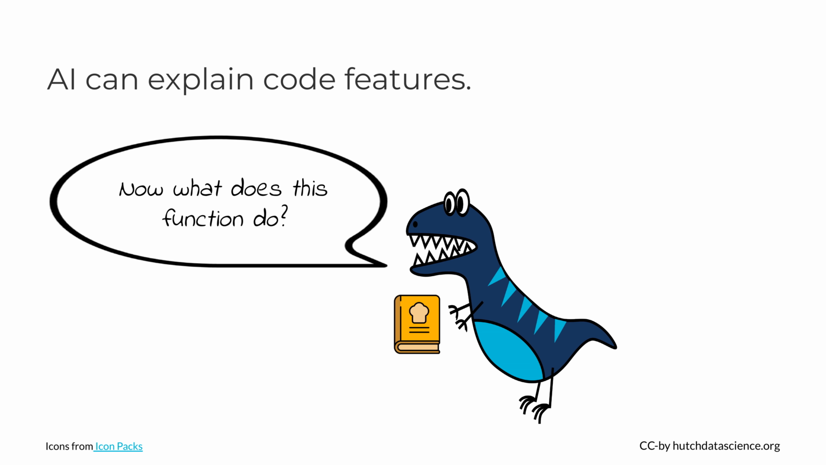For example, AI can potentially explain some of the code features, like what language the code is written in or what a particular function does. It can even help you understand complex syntax like regex.